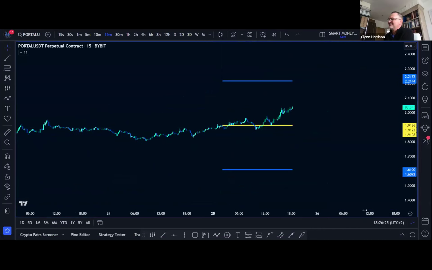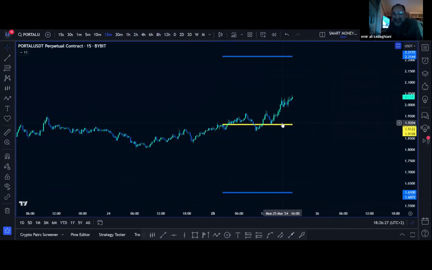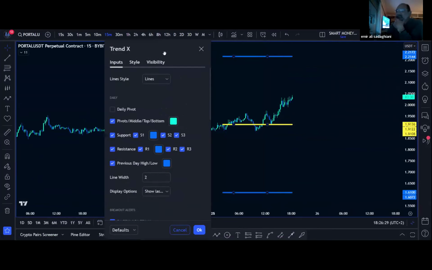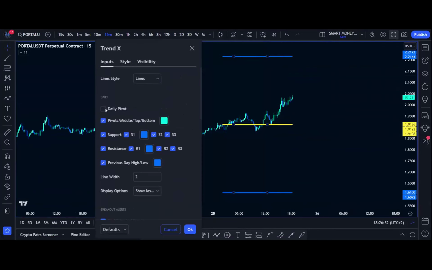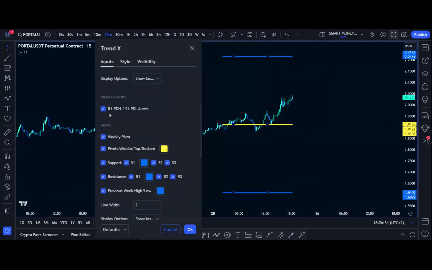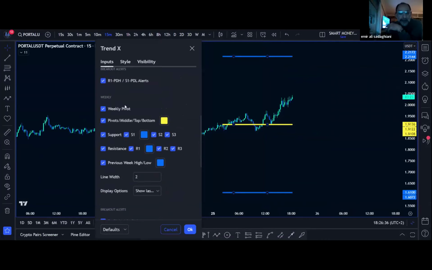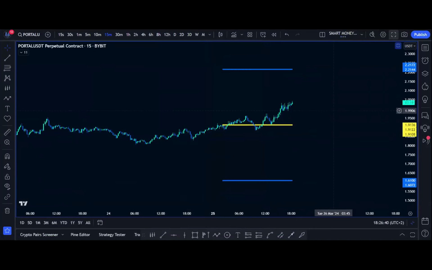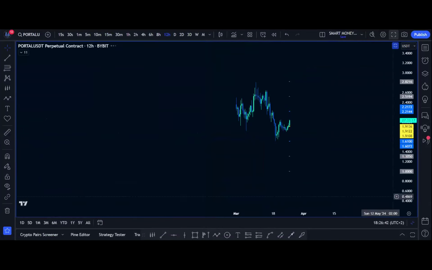Still trying to sort myself out with the lines. Okay, wait. So yeah, if you've got too many lines, then maybe turn off the daily pivot and just keep on the weekly pivot. All right. So you can turn off the daily and the monthly. Just keep on the weekly, and it'll keep it super simple. But let's see. Let's look on a higher time frame.